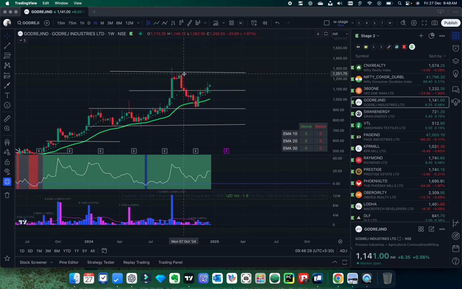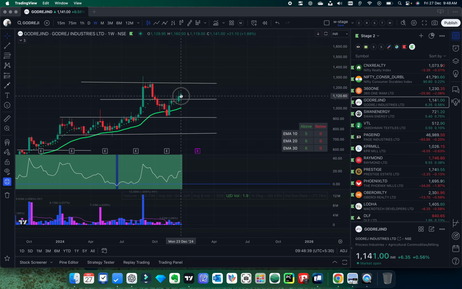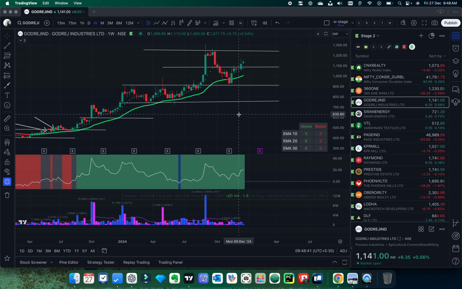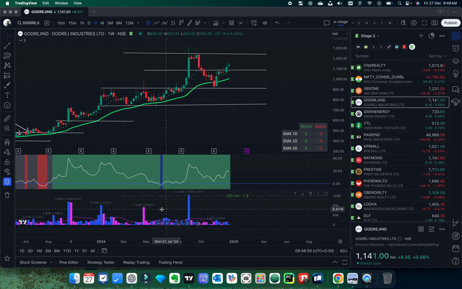Now here it has not been able to cross these particular highs, so we are still waiting for it to cross them. So this is again in stage 2, outperforming. Volumes are positive on the breakouts, above average. Volume should be above average on the breakout candles.